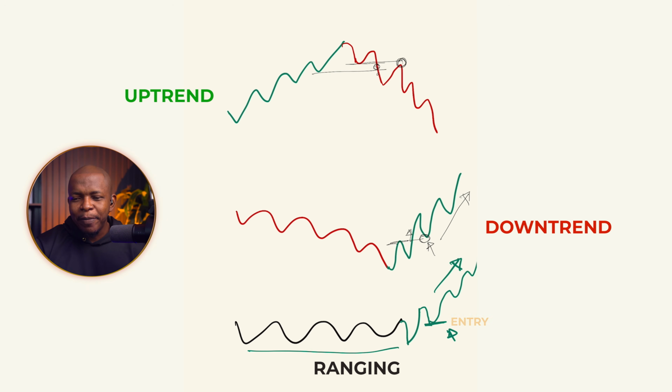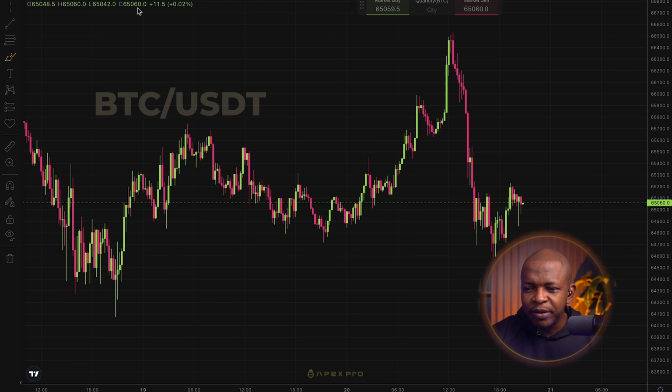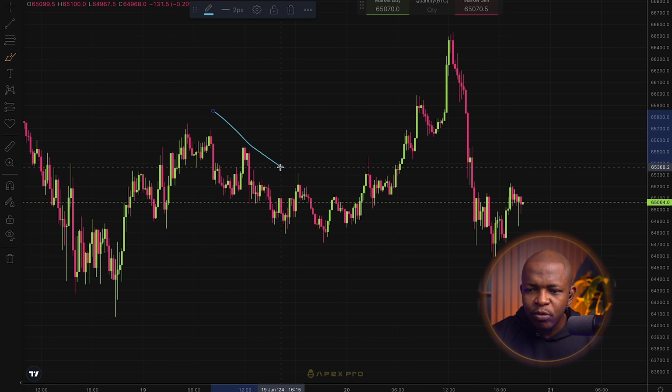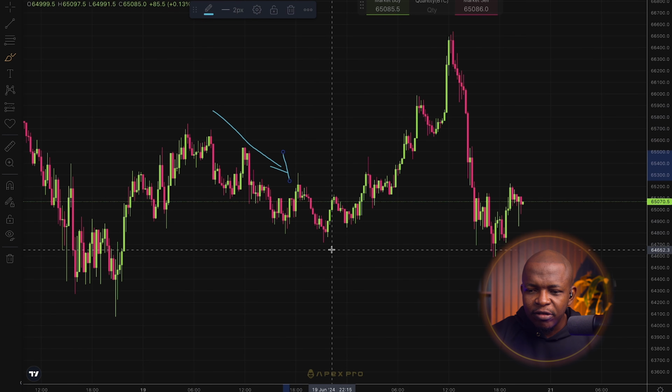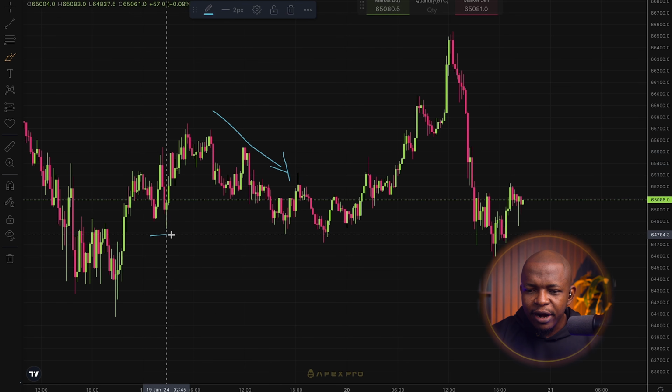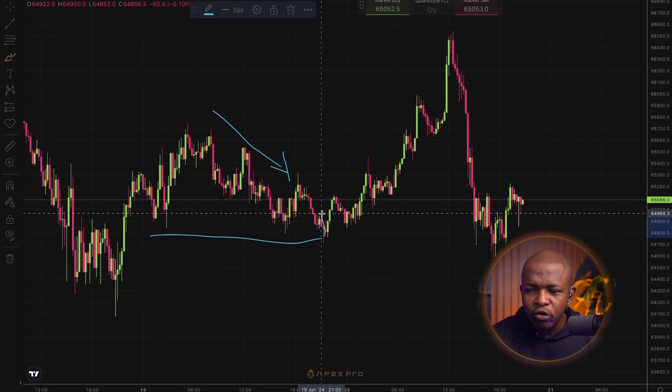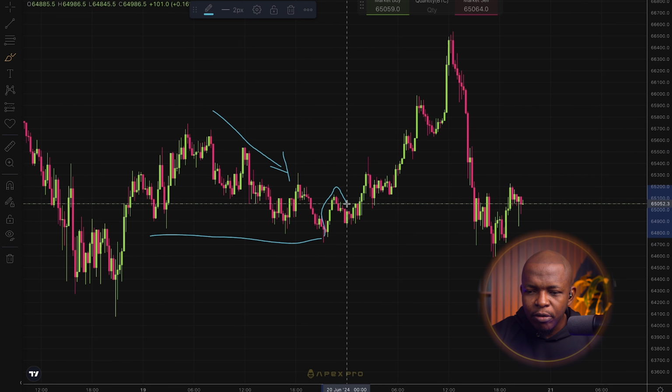Let's look at this on Apex Pro. This is BTC USDT on the 15 minutes time frame. So now this market is trending downwards, and at this point it starts changing. It made this low here, clearing out all the liquidity here. Then what happened? It goes up this way, comes back.